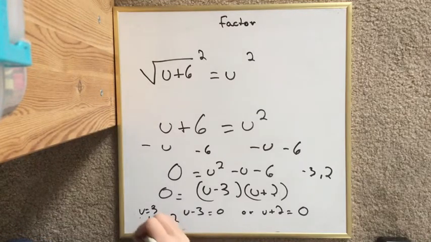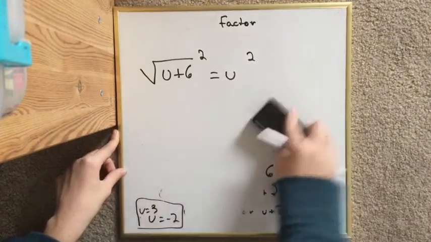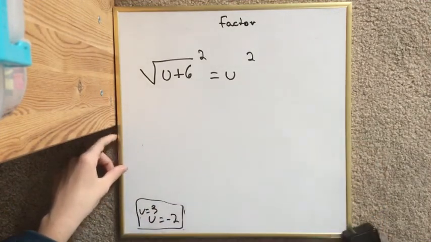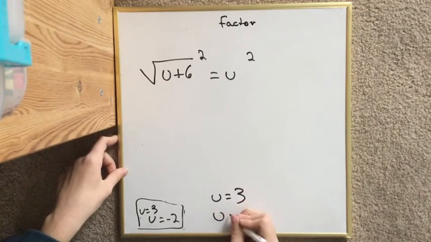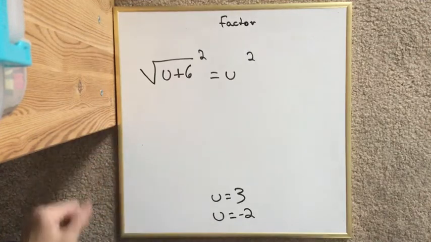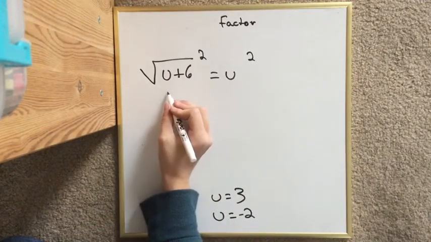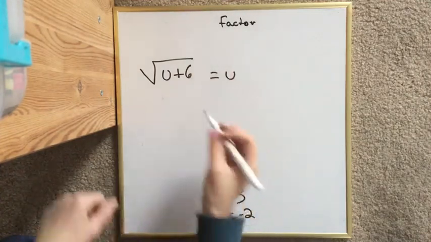So for these square root ones, one probably won't work. Okay, so I'm just going to erase this. We're going to plug in our numbers. All right, so remember we got u equals 3, u equals negative 2. I'm just going to write them a little bigger there. So we're going to plug them both in. Oh, sorry, this is squared, so we're not in the original problem. So we take the original problem.